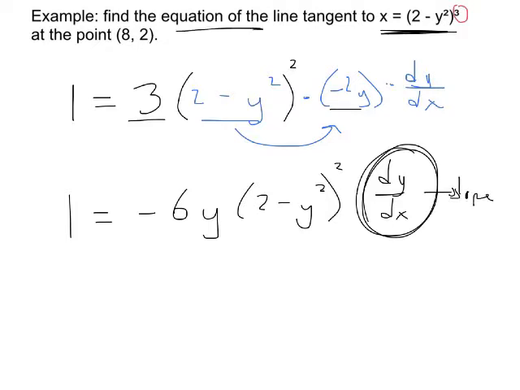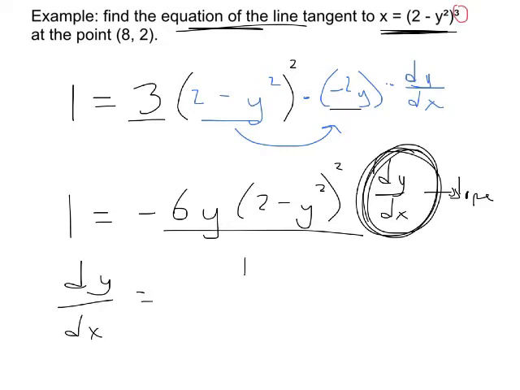And now if I really want to find dy/dx, if I want to find the slope so that I can find the equation of the tangent line, I'm going to have to isolate this dy/dx. So I'll divide all this over. I'm going to end up with dy/dx being 1 over negative 6y times (2 minus y squared) squared.